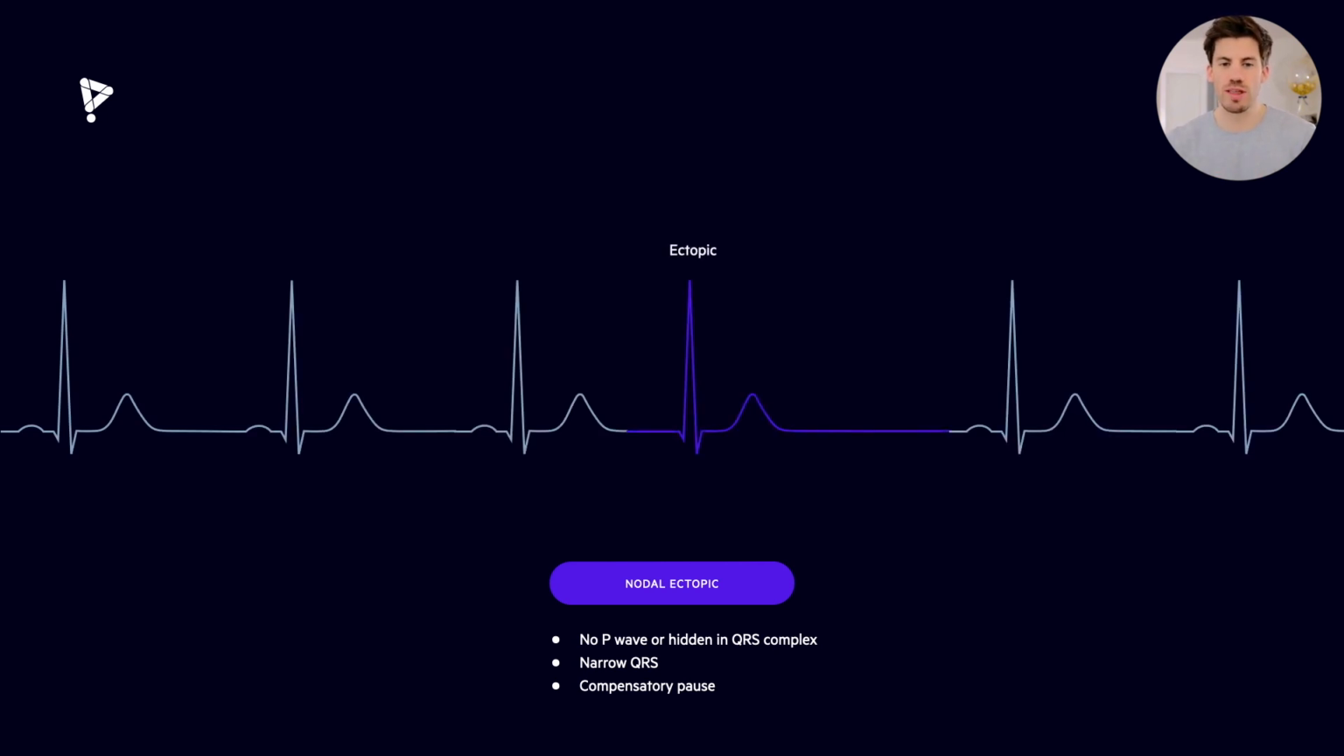So we can see it here. We've got our ectopic occurring abnormally early. There's no P wave that's occurring within the node. And then we have this compensatory pause.